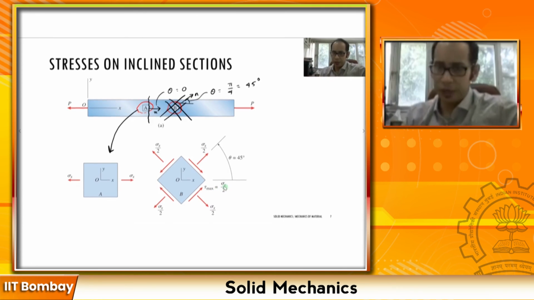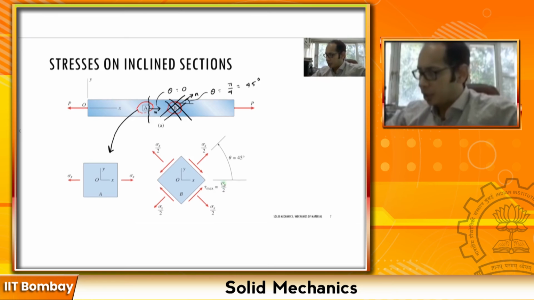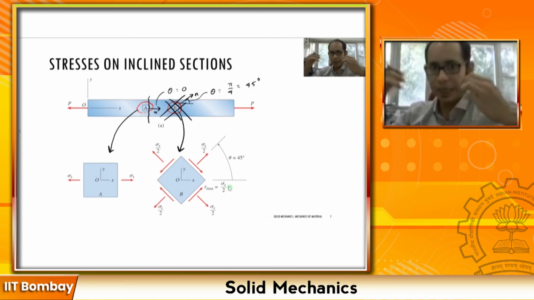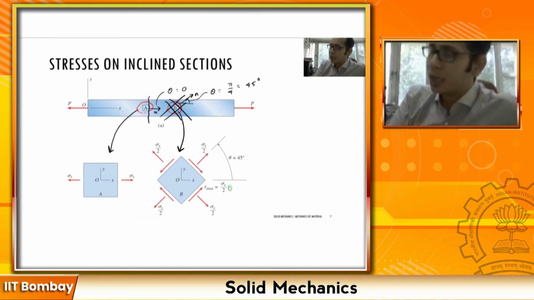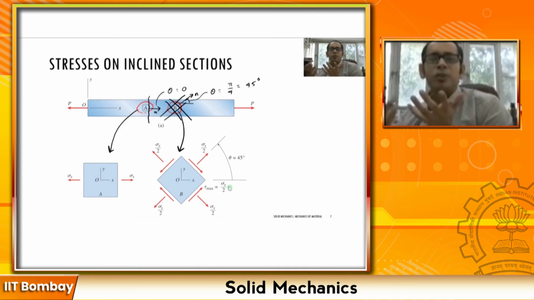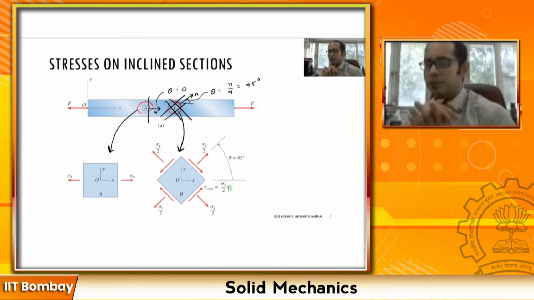Whenever you take it at 45 degrees, you end up with these normal stresses and shear stresses. This is my element B which I'm looking at, right? So we end up with sigma x over 2 and the tau is also sigma x over 2, but the nature is completely opposite. One of them is a normal stress and one of them is a shear stress. Now that we have looked at it, why did we learn this? What's the necessity for this?